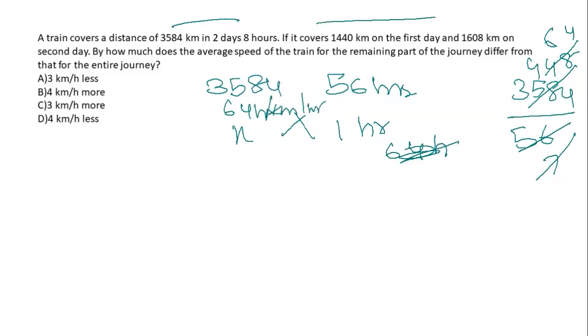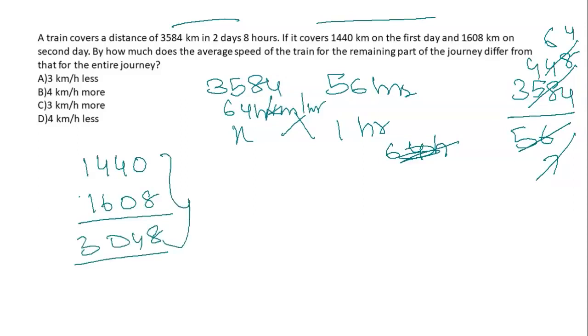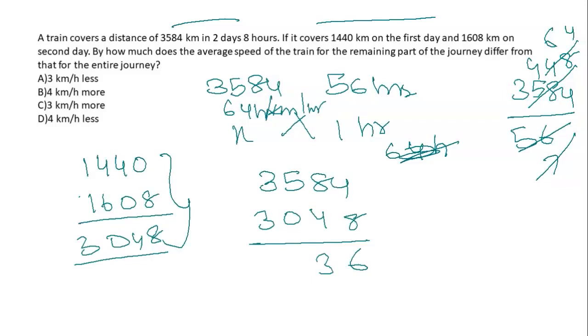Now, the first day 1,440 is covered. The second day 1,608 is covered. Put together, they've covered 3,048 in 2 days. Out of 3,584 they've covered 3,048. Subtracting, you get 536 pending.